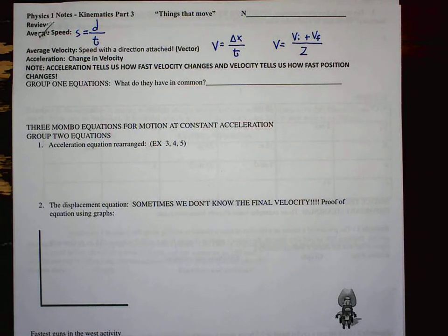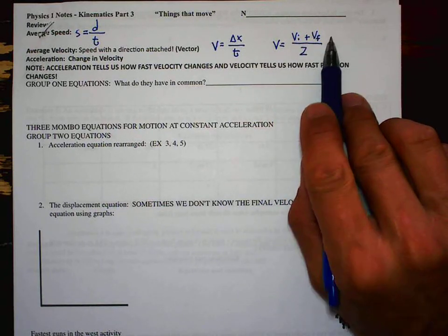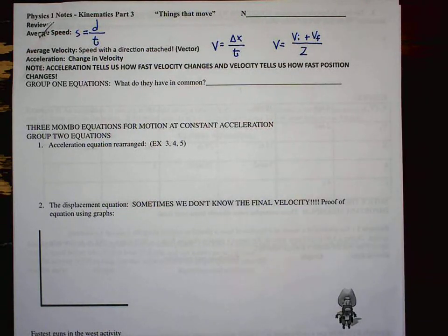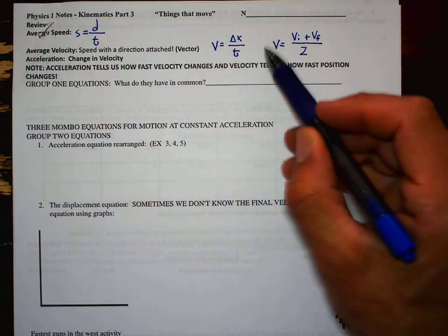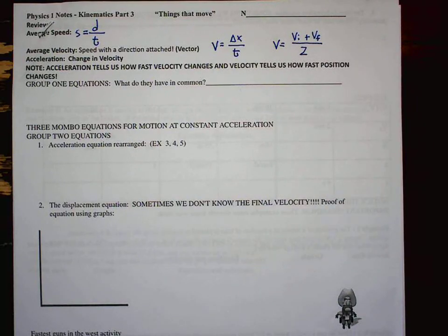What's the average? We do 10 plus 20 is 30. We divide by 2 and we get an average of 15. Okay, sometimes we might need that. This we won't use that much.